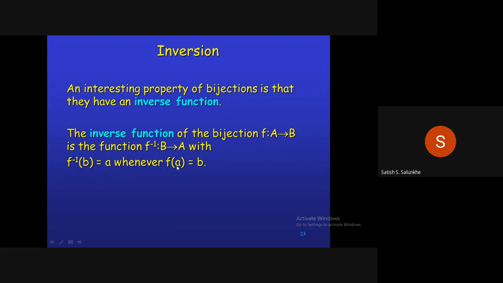So whenever you have f of a equal to b, now from this, if you want the pre-image, you need to apply f inverse of b. You will get a.